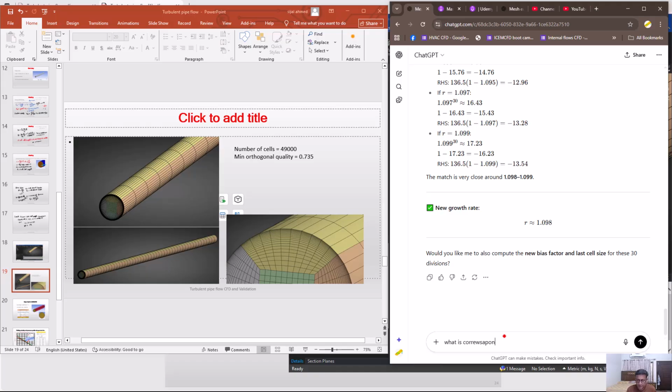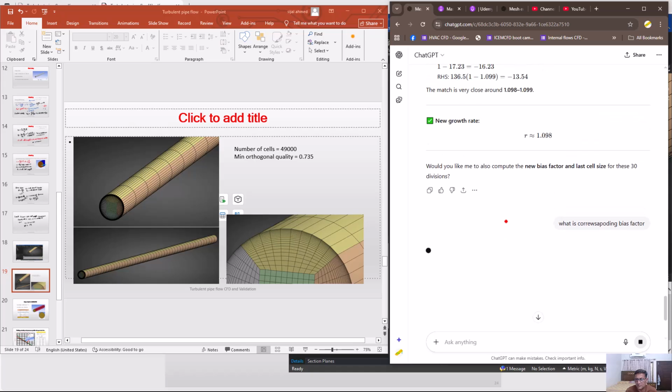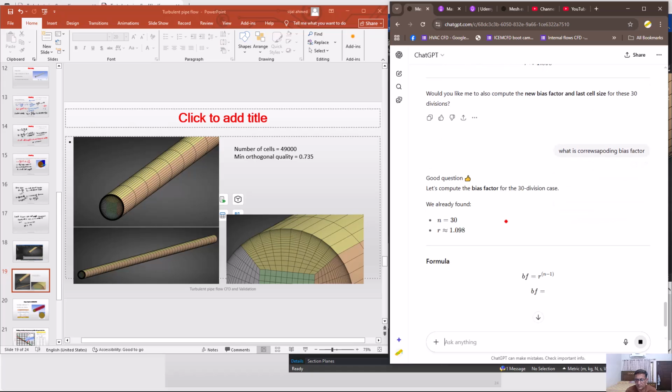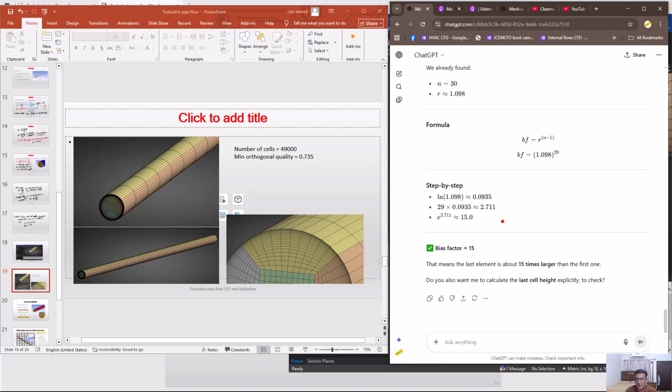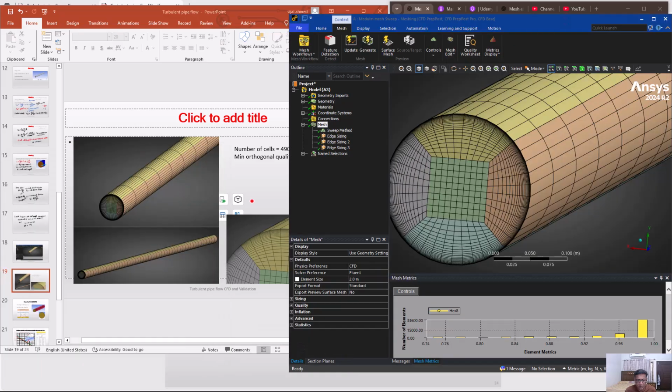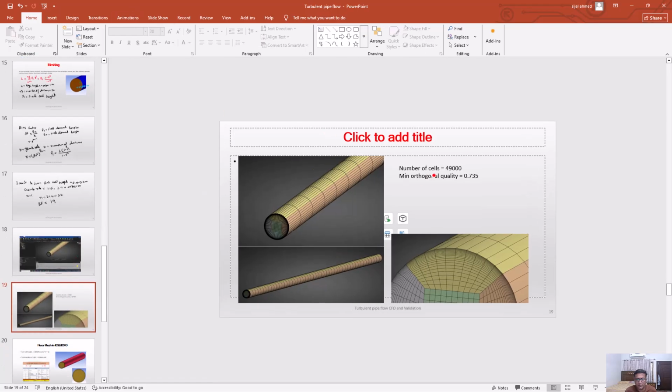What is the corresponding bias factor? So 15. From 19 this now becomes 15. Actually, both things will work. So here let's change it back to the biasing factor, and click on generate. All right. Then after making the mesh, the number of cells is very good and the quality is also very good.